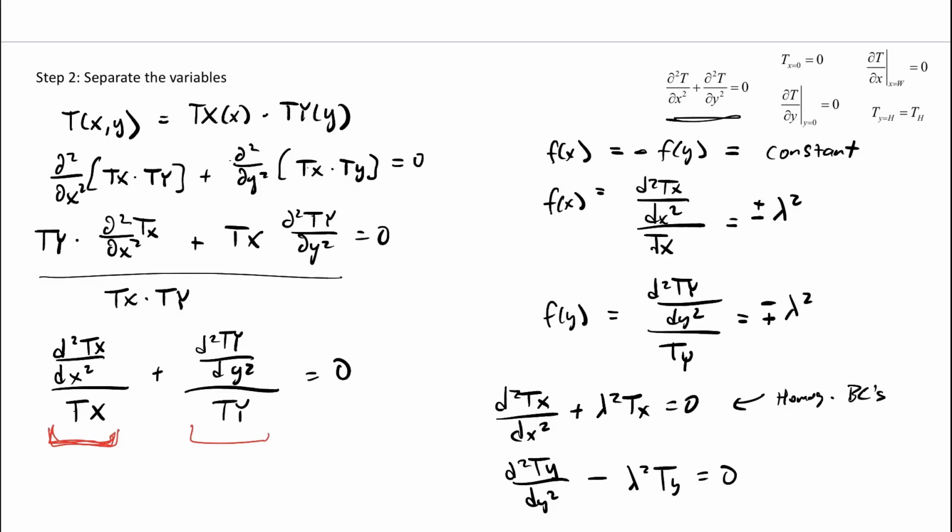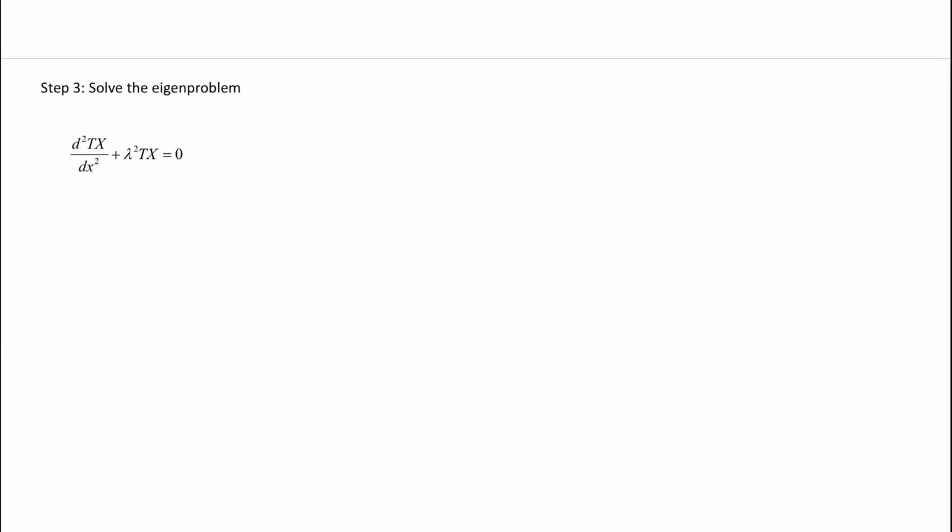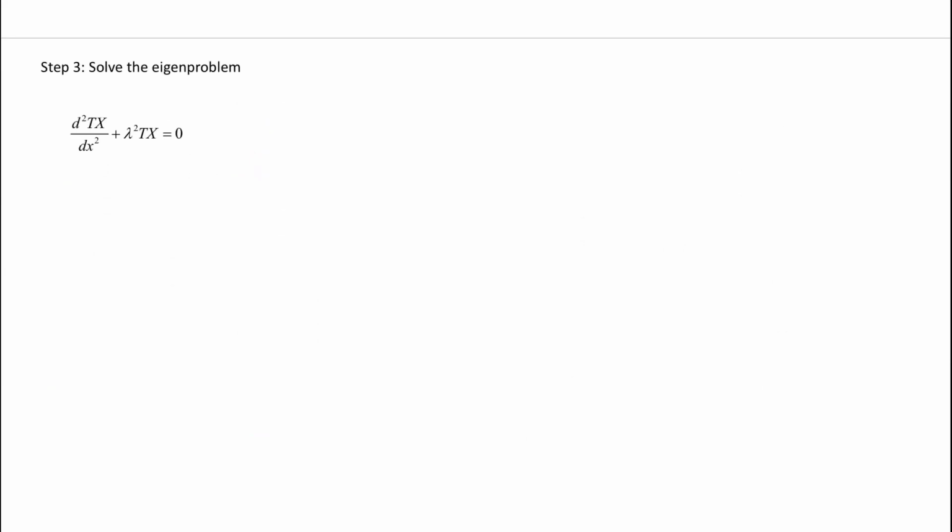All right, so then step 3. Step 3 is called solve the eigenproblem. So how many of you have heard of eigenproblem, eigenvalues? Yeah, some not. Okay. So what this is doing now is we've come up with this equation. The solution to this equation is a periodic function, right? It's sines or cosines, as you'll see in a second.